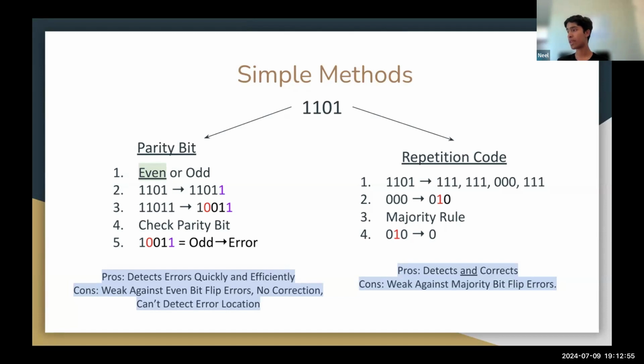But the cons are that if there are 2 errors on the 3-bit string, let's say on the second and the third bit, majority rule would have corrected it to a 1, which is incorrect.